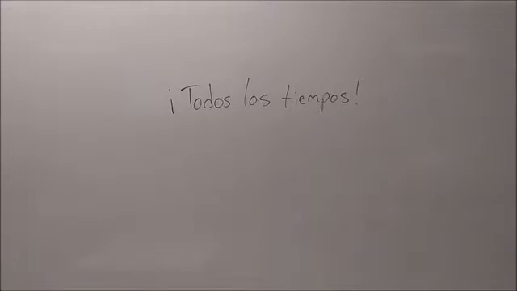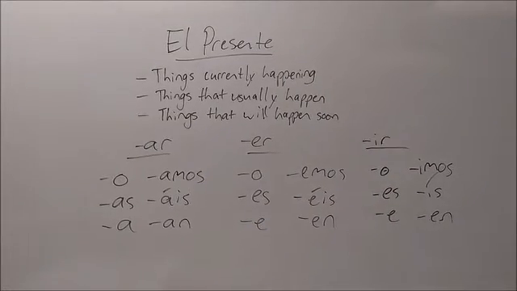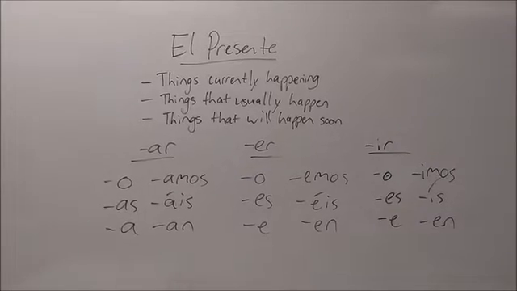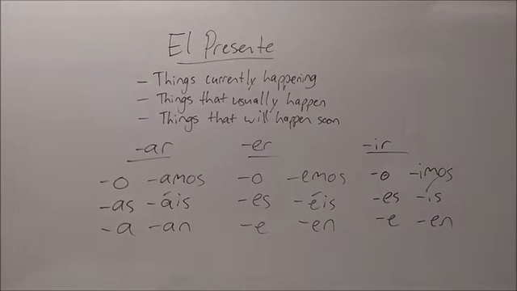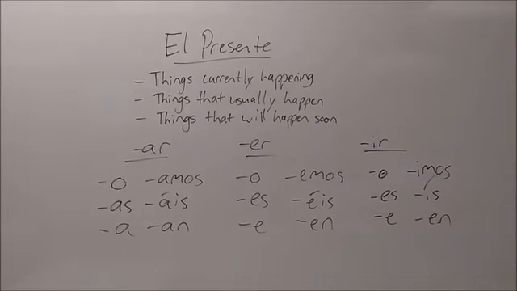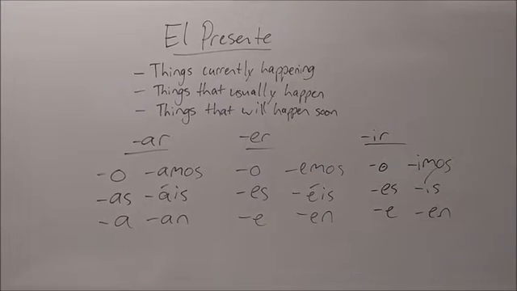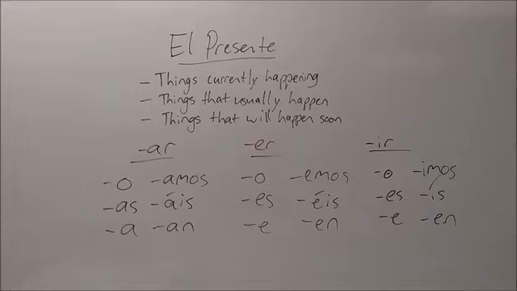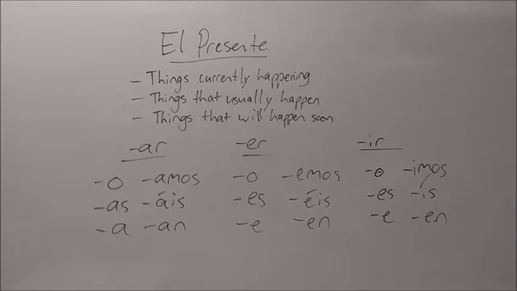En este video voy a hablar de todos los tiempos verbales en español. Tenemos el presente, present tense. Present tense is used to talk about things that are currently happening right now, things that usually happen, or things that will happen soon. It's kind of a catch-all tense. You can use it to talk about the immediate present, the general present, and also a little bit of the future.